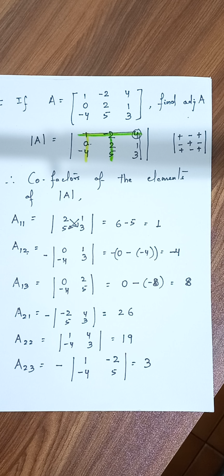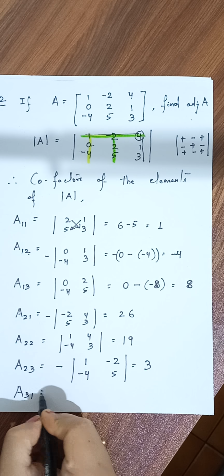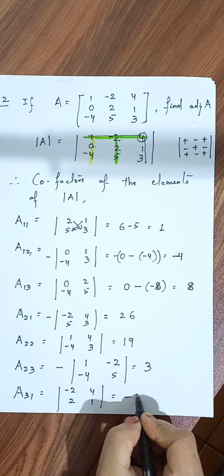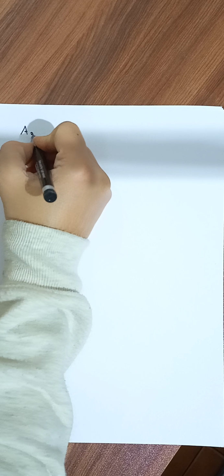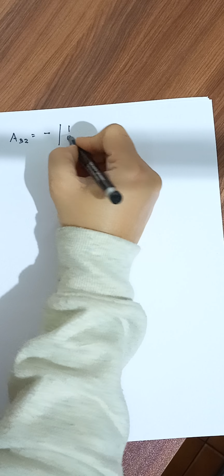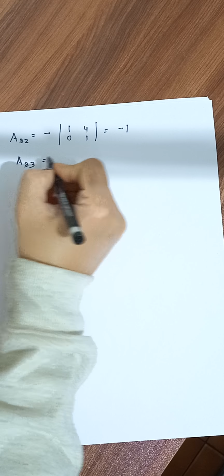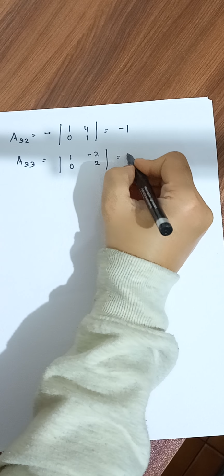I think till this part you are able to understand. Okay, now moving ahead, the value is A31. Then the values are -2, 2, 4 and 1, and the value will be -10. A31. Okay, now after A31, we have the next value, A32, and as per the sign convention, the value is negative. So -10, 4, 1, so the value will be -1. A33, that is 1, 0, -2 and 2, so the value is 2 here.